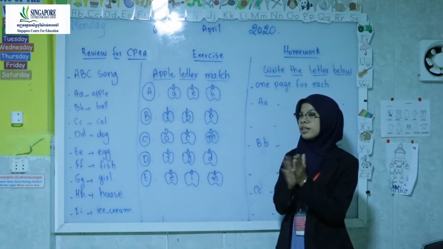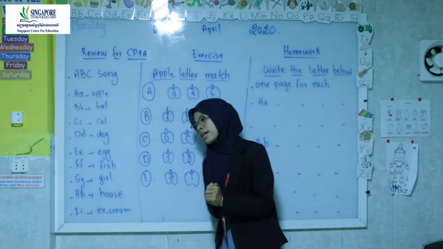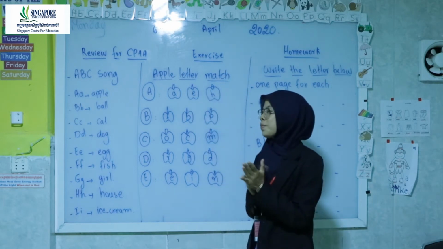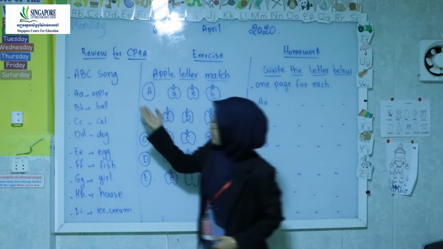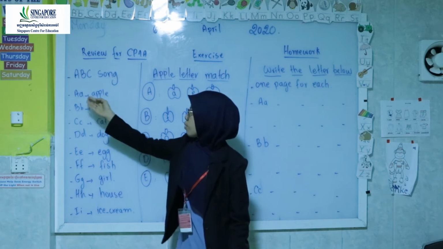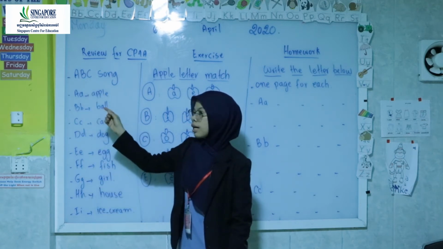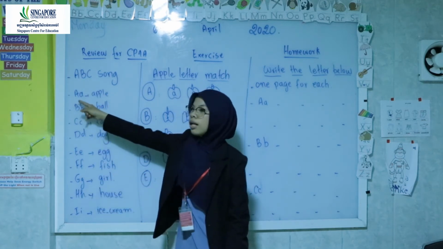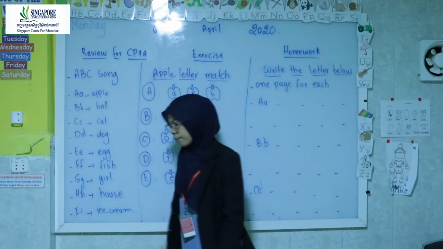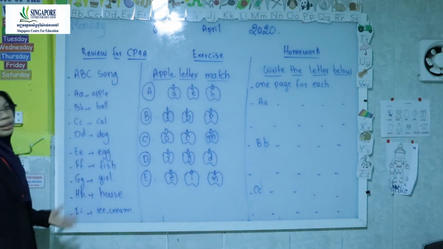Okay, very good. Please clap your hands for yourself. Okay, nice. Next, we are going to review the alphabet, like the example, letter A for apple. Please review with each other together.